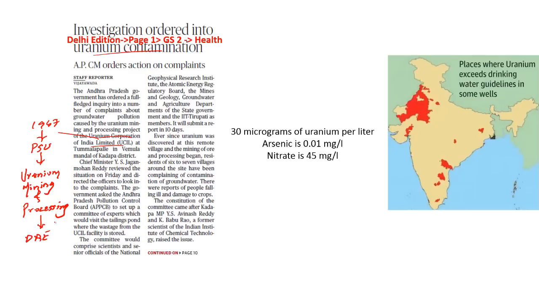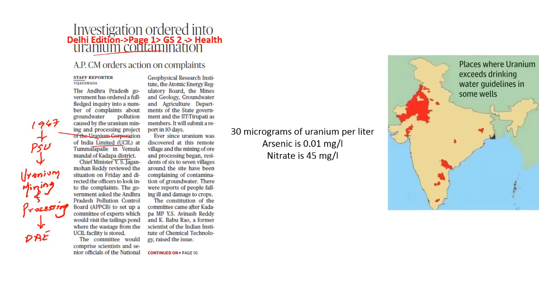As per its objective, the Uranium Corporation of India Limited was mining uranium in Vemula Mandal of Kadapa district in the state of Andhra Pradesh. However, people in and around this particular region have also alleged that uranium mining by this organization has led to uranium contamination, and as a result, ponds and lakes in and around this region are contaminated and they are not able to consume the water because of this mining as well as processing.